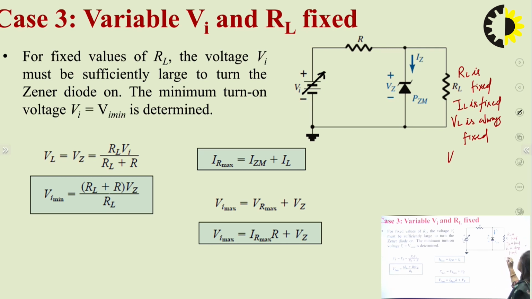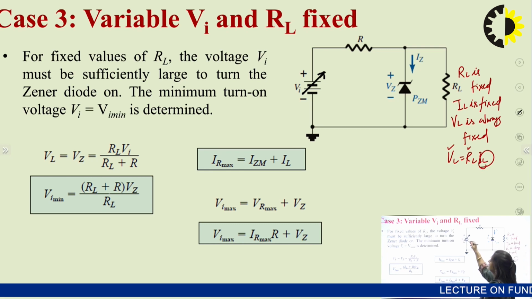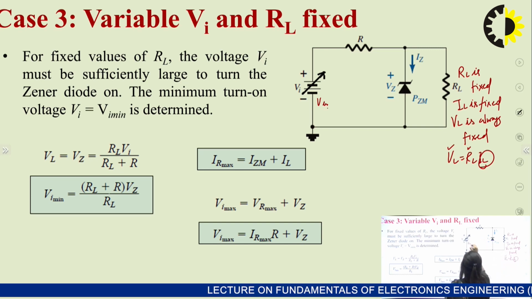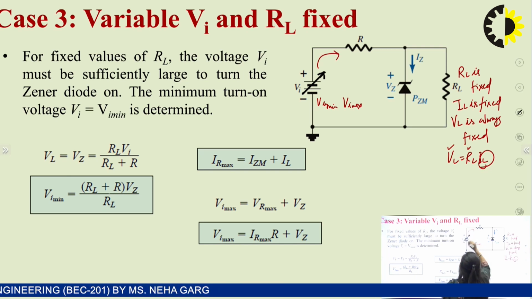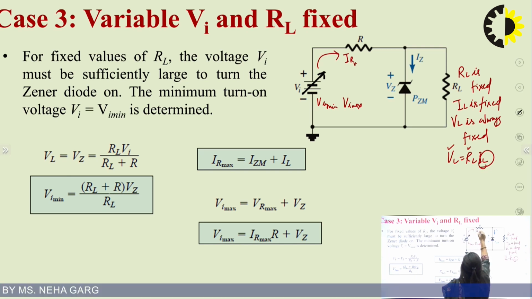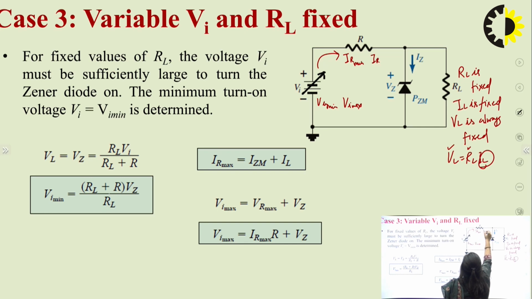So VL is equal to RL multiplied by IL. VL is fixed, RL is fixed, so IL automatically will be fixed. So here all three factors are fixed. But here VI is variable, so it will vary from VI minimum to VI max. So that's why the current flowing through this supply VI, that is IR minimum and IR max, will also be varying.